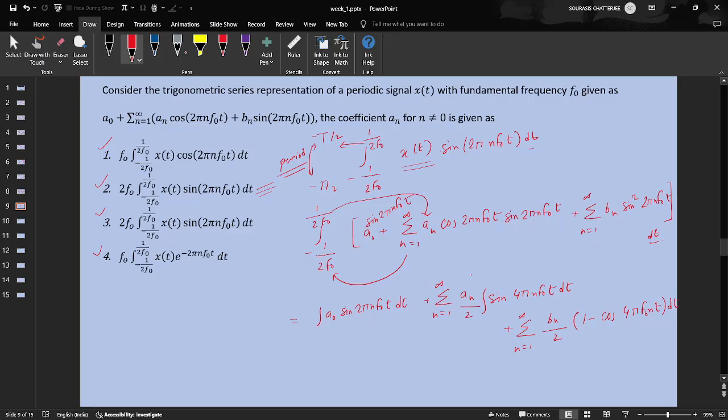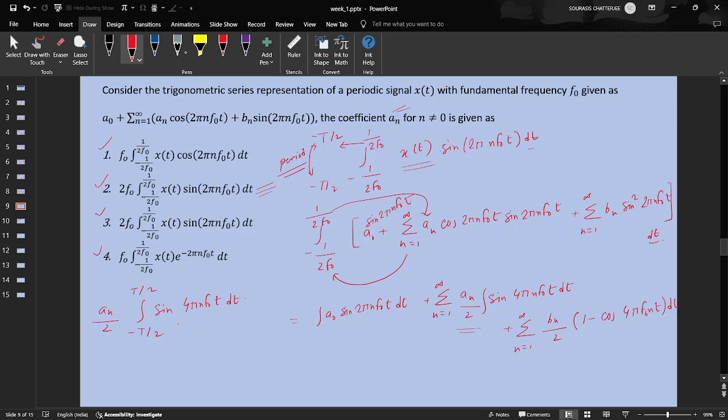So we are supposed to find a n from this expression, but the only way the a n is contained in the expression is here. So let us bring out that and let's see whether we can get a n from here or not. So here the term containing a n is given as follows: a n over 2 times the integral from minus t by 2 to t by 2 of sine 4 pi n f naught t dt.